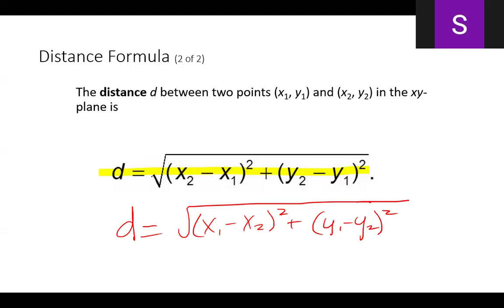Guess what? Because you're squaring, it doesn't matter. Either way, it's going to come out positive, okay? So it doesn't matter. What matters is that whatever you put first in the first binomial, you put first in the second binomial. So if you put your x1 first, its corresponding y1 has to be first in the next set, okay? Make sense? All right, let's put this formula to use.